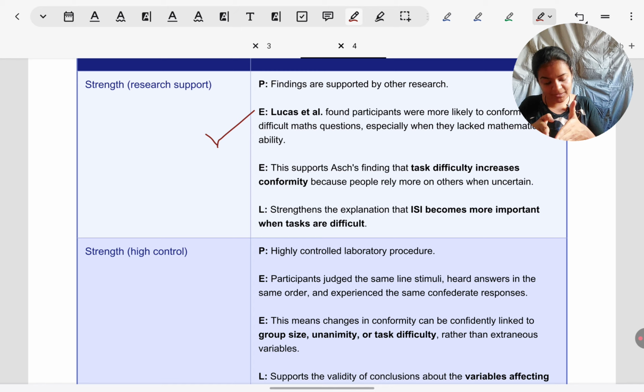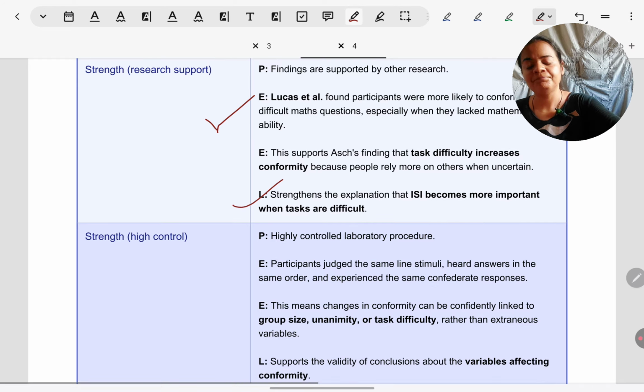Even if from their own solving, the original answer which they got was different, they would not give that answer to the researcher. Rather, whatever they would hear other students giving as the answer to the problem, they would just repeat that. This is very close to the last variation which we just saw, task difficulty. When line lengths were similar to each other in Ash's replication, people started agreeing more with the majority as to which was the correct matching line. So same thing Lucas et al. found. That means task difficulty is indeed a factor which increases conformity.